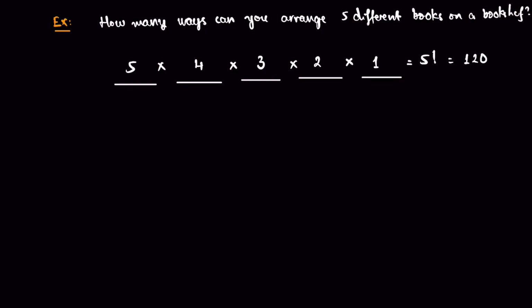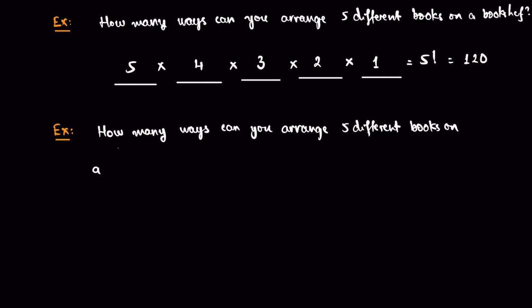Now, with this similar example, I want to move on to the next example and consider the case where the bookshelf only has a number of slots that is less than the number of books. So let's set up the question. That is, I want to know how many ways we can arrange 5 different books into 3 slots on a bookshelf.